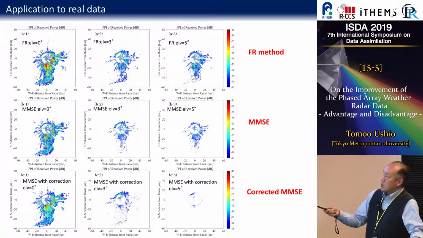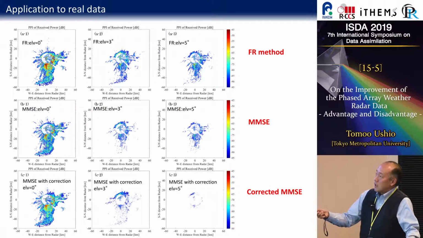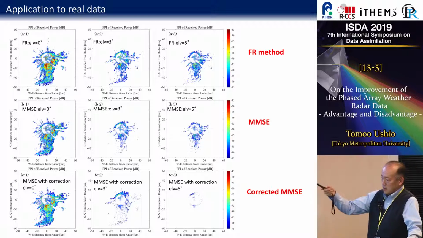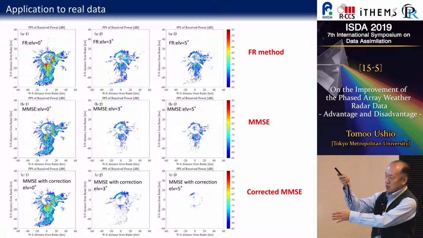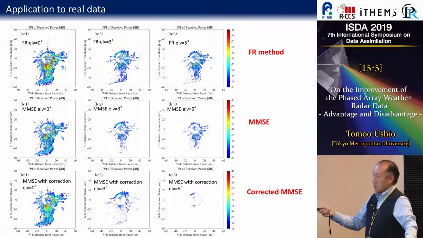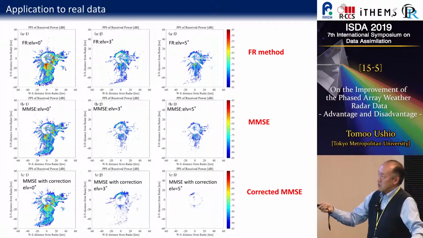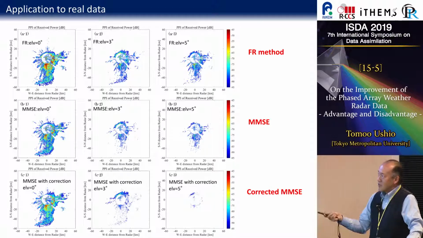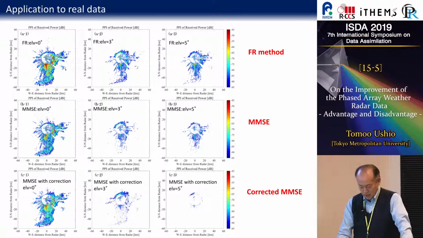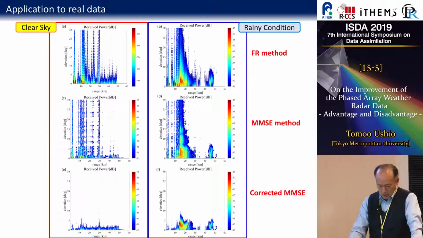In such a way, this is the actual result. If you look here, this is a horizontal distribution at the elevation angle of 0, just above the ground. You can see a very strong signal from a tall building in the Osaka downtown area. However, if you go up to 5 degrees, this is above the tall building, so you still have some ground clutter. This is a ghost echo. If you apply this MMSE method, even at elevation angles of more than 5 degrees, the strong ground clutter is cancelled significantly.